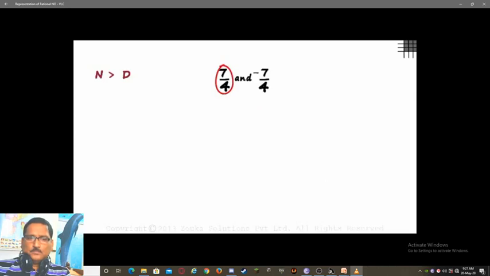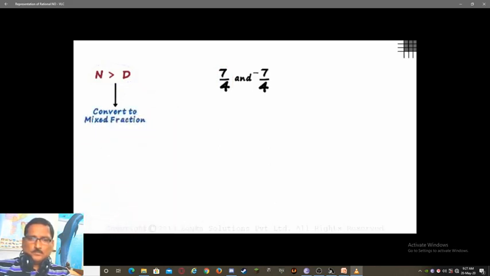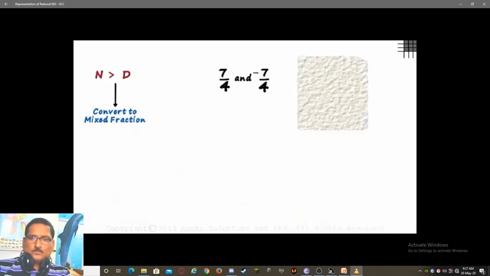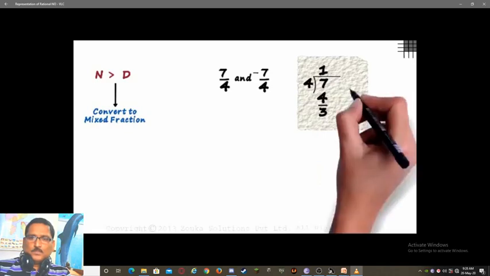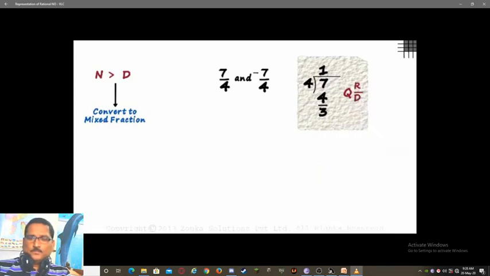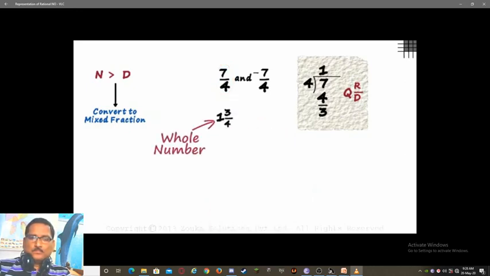The first step in such kind of problems where the numerator is greater than the denominator is to convert it into a mixed fraction form. You would have learned this in your earlier classes, but let me quickly show you how. We only have to divide 7 by 4. We get the quotient as 1 and the remainder as 3. So we write the mixed fraction as quotient, remainder by divisor. This is the whole part and this is the fractional part. So we can write 7 by 4 as 1, 3 by 4. 1 is called the whole number part and 3 by 4 is called the proper fraction part.